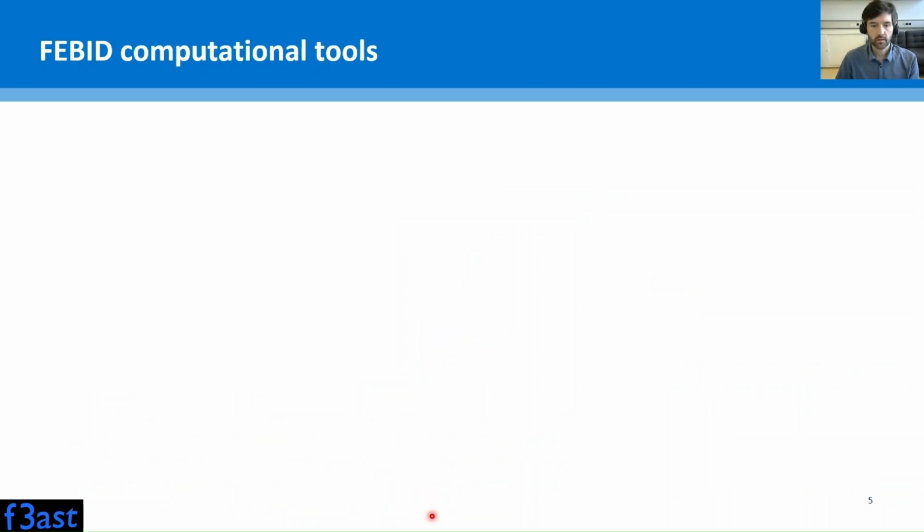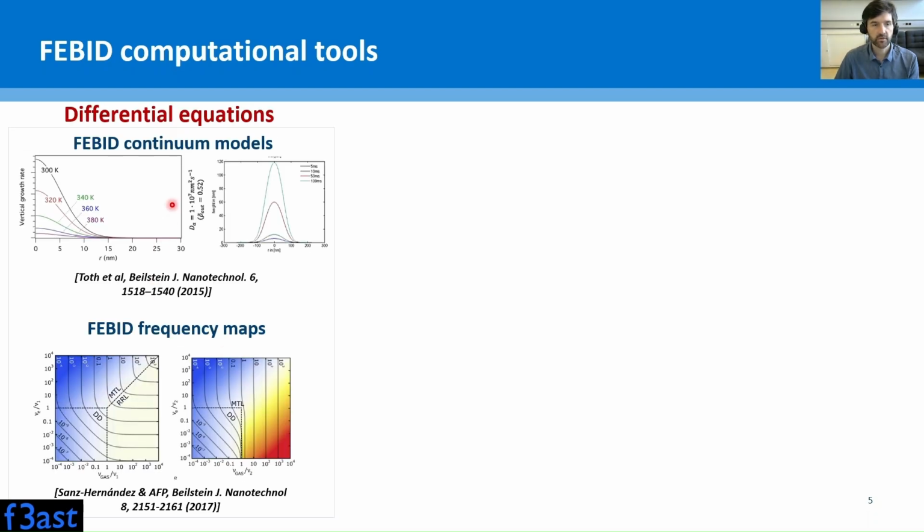In order to tackle the complexity of FEBID, there has been a lot of development in the last years by the FEBID community, creating different types of computational tools. I would like first to mention the FEBID continuum models. These are partial differential equations that describe the evolution over time of the adsorbate density depending on the gas flux, the electron flux, etc. We will talk about it later in a different video.